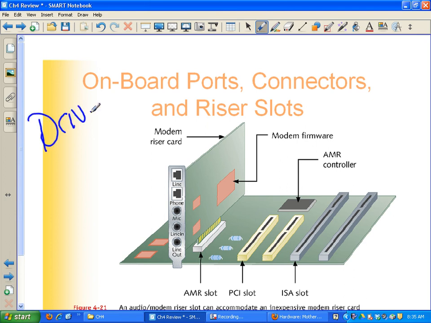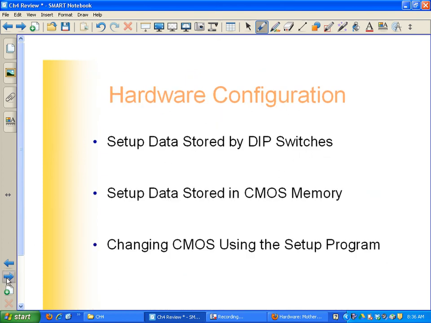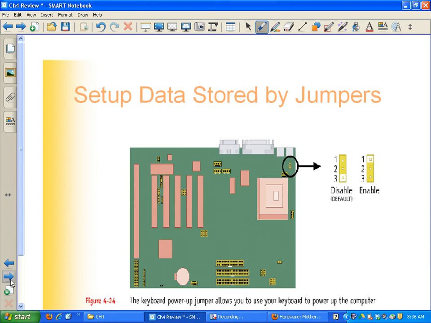So let's not forget what drivers are. What are drivers? Okay, drivers are programs that make hardware work. And I'm really not talking about chapter 4 when I say that. That's a chapter 2 question, okay?